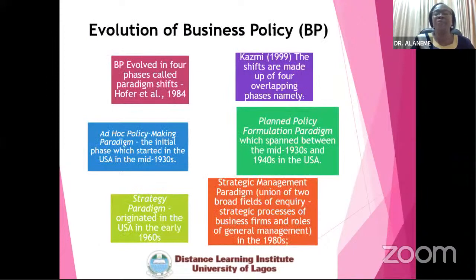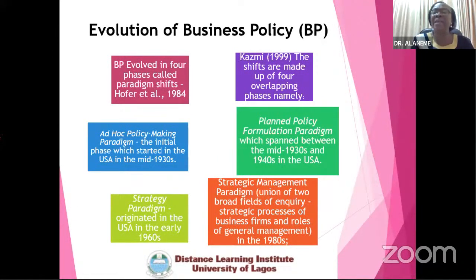Now let's look at the evolution of business policy. Business policy, we were told, evolved in 4 phases. And those 4 phases, Hofer et al. in 1984 described as paradigm shifts. Of course, we know what a paradigm is and a shift. A paradigm could be a practice, a culture, maybe a way of doing things, and then you shift from one to the other. So they are looking at business policy evolving in those 4 phases, and that's the reason they call them paradigm shifts.